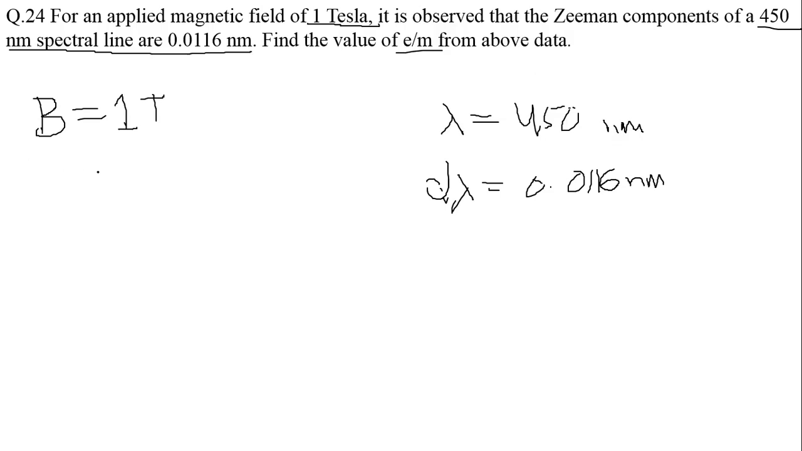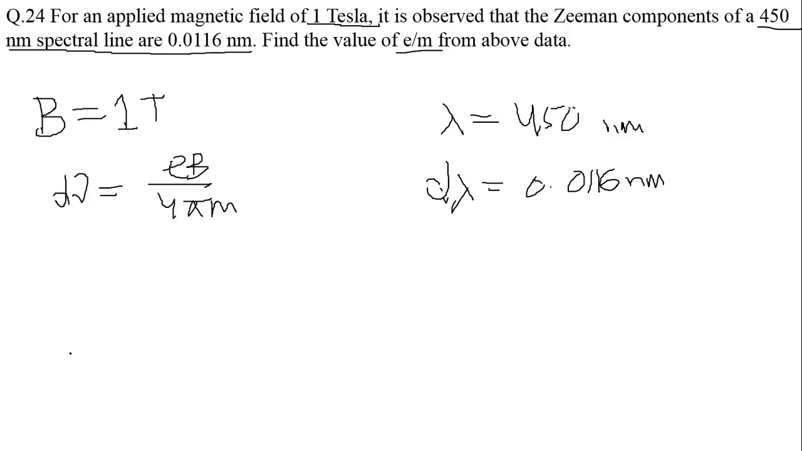If you consider it in terms of the frequency domain, the frequency of transition is given by d nu equal to eB by 4 pi m. This is the same as the Larmor frequency. If you remember, Larmor frequency we also take as eB by 4 pi m. So here the change in frequency is eB by 4 pi m. Now if we go from the frequency domain to the wavelength domain, what will we do?